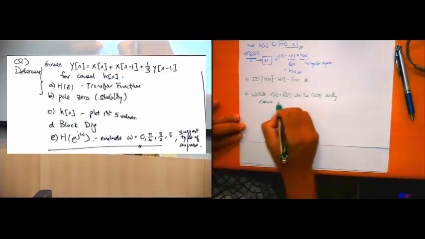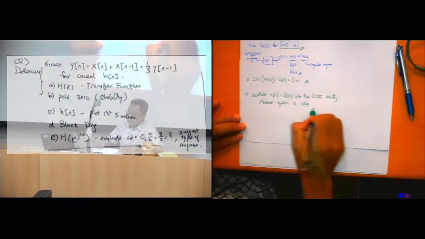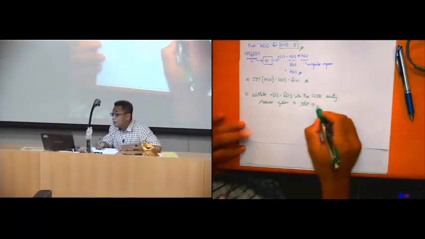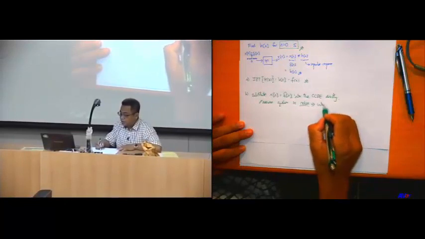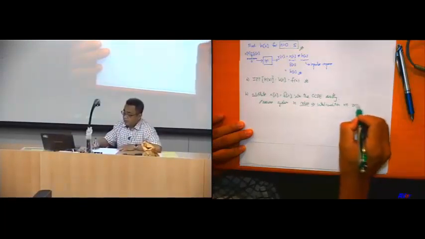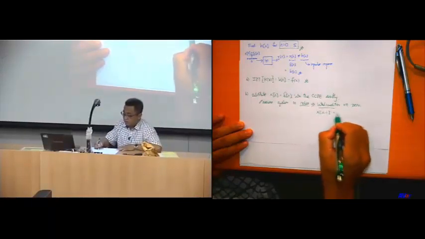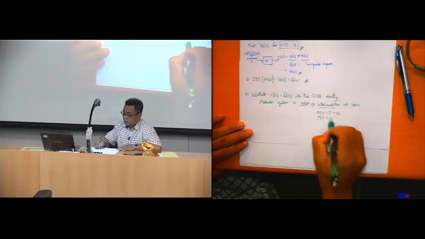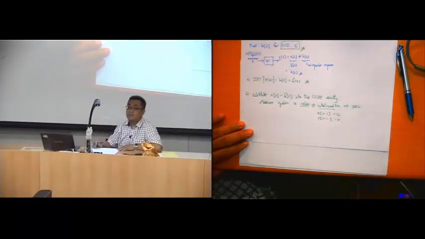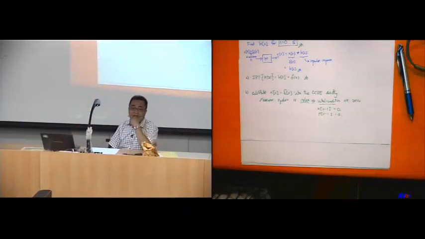Assume the system is relaxed. What does that mean, guys? Yes, initial conditions are zero. And what does that mean in English? What are the initial conditions? Okay. All memory of the system is zero. Nothing is happening. Output is zero, the system is relaxed, at rest.